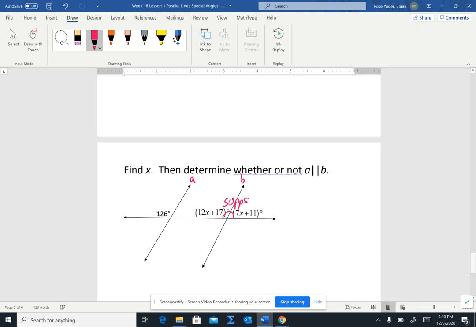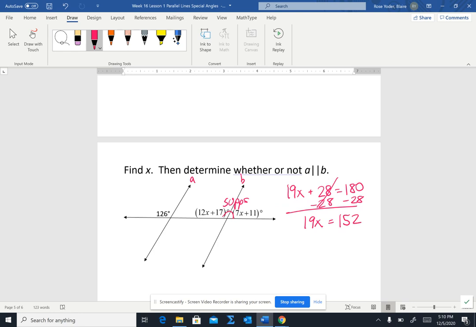All right, those are supplementary, which means that they add up to 180 again. So I'm going to add up those two angles. I'll just do this together all at once. 12x and 7x is 19x, and 17 and 11 is 28. So add them up because they're supplementary. Don't make any assumptions about lines being parallel. Those are just supplementary because the two angles next to each other that make a straight angle are always supplementary.